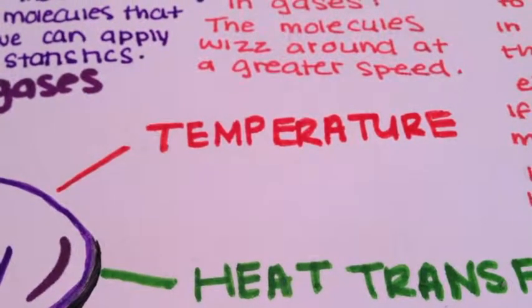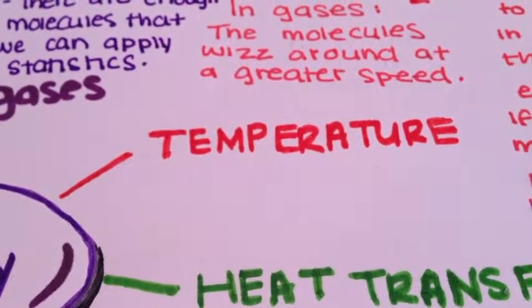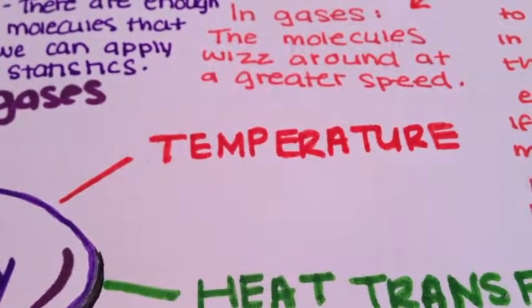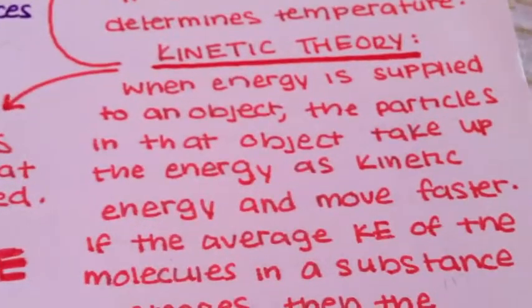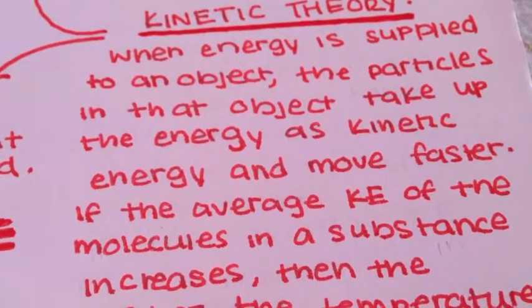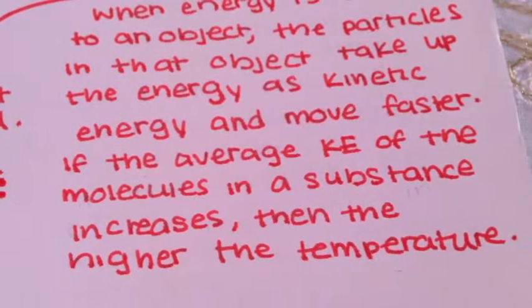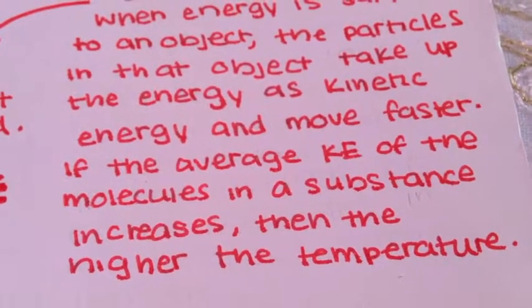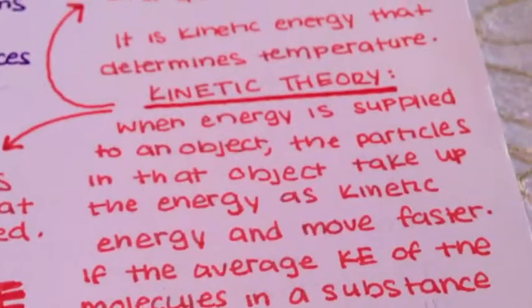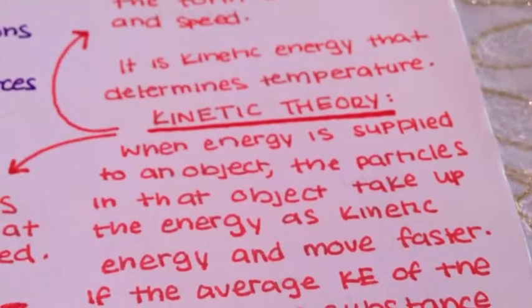Firstly, to begin understanding this topic, we need to understand the meaning of temperature. What is temperature? This can be explained through the kinetic theory, which states that when energy is supplied to an object, the materials in that object take up the energy as kinetic energy and move faster. If the average kinetic energy of the molecules in a substance increases, then the temperature is higher, showing that it is kinetic energy that determines temperature.